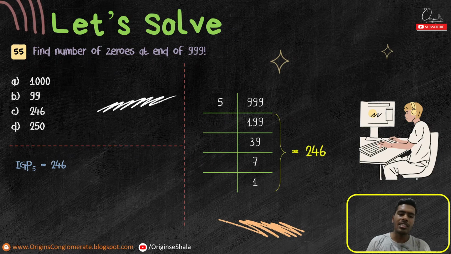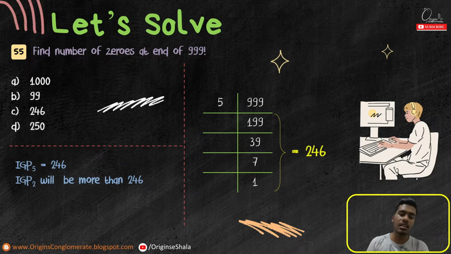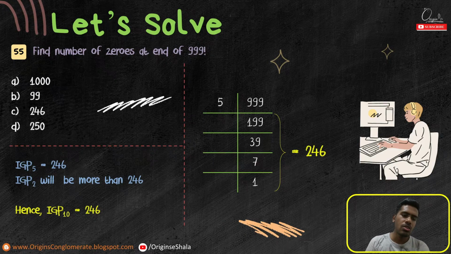Very simple. Now the IGP of 5 is 246 and the IGP of 2 will definitely be more than this, because this is a factorial. I don't even need to think about it. It's definitely going to be greater than 246 and I don't have any use for it. So here you can clearly mark that the IGP of 10 is 246 and move on ahead to the next.